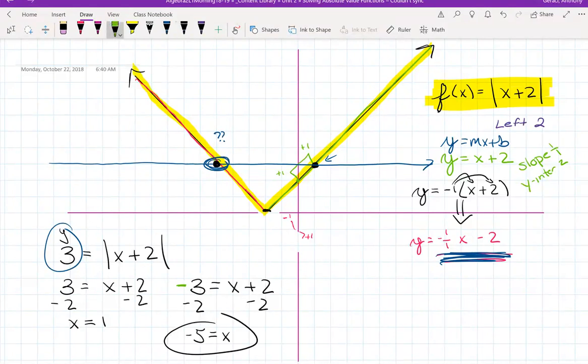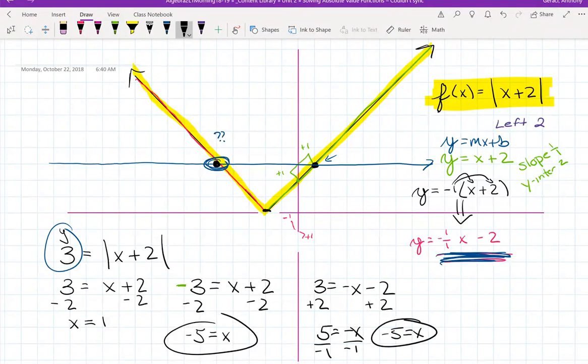Now, if this step over here confused everybody, let's just say I used this equation when I multiplied the right side by negative 1. 3 equals negative x minus 2. And I did the same process as before. I get 5 equals negative x. Divide by negative 1 to get rid of the negative. And negative 5 equals x. So whatever way you would like to think about it, you're going to get the same answer. So that's how you solve absolute value equations.